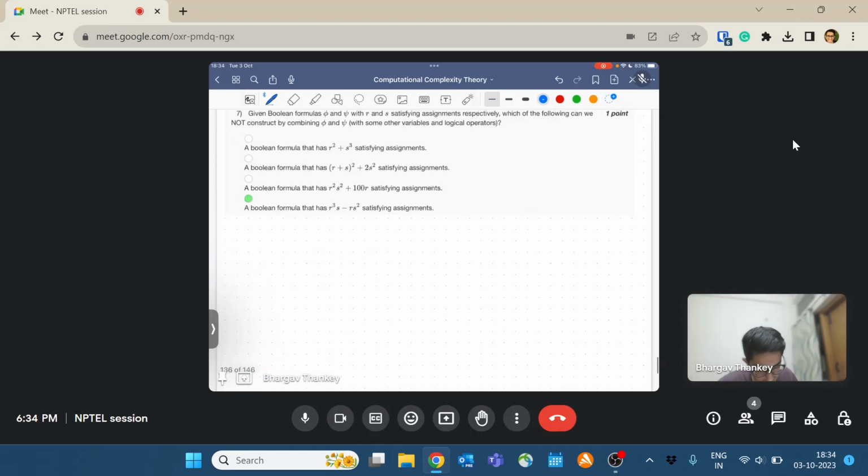Okay. So basically, the building blocks of these three are going to be the following two constructions. The construction that lets us add the number of satisfying assignments of two formulas, and the construction that lets us multiply the number of satisfying assignments of two formulas. So, given phi and psi, define the formula.